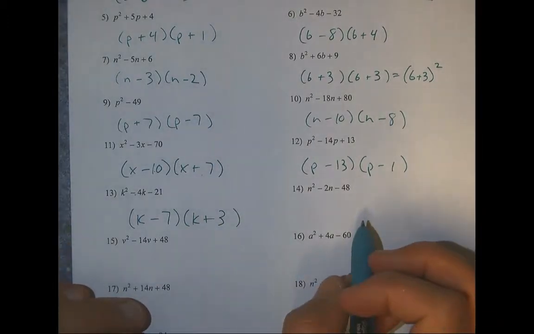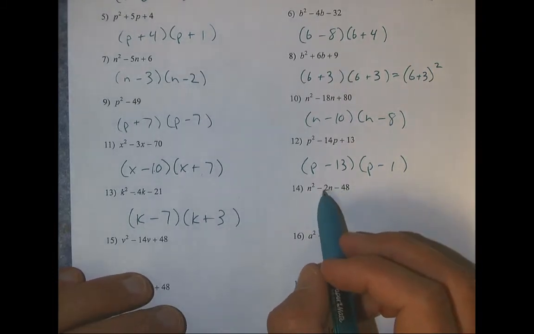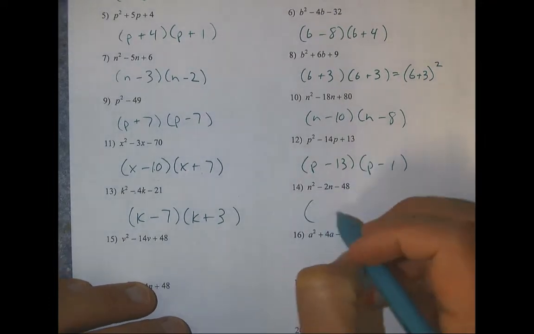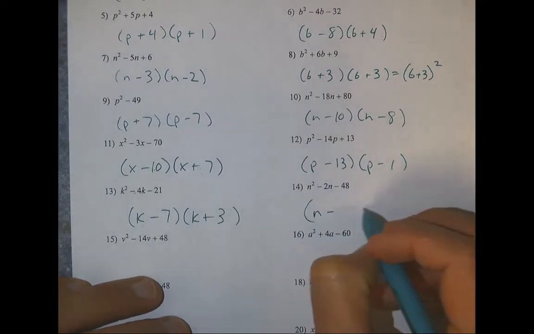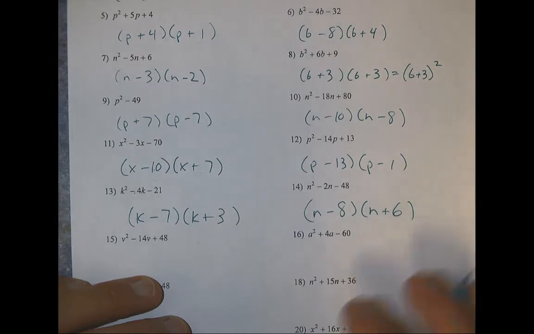14. I've got 48 here. So I think 12 and 4, not going to get me here though. They're going to have to be numbers that are closer together. So 8 and 6. One's negative, one's positive if they're multiplying to a negative, and they're adding to a negative, so the bigger one goes to the negatives, 8 and 6.